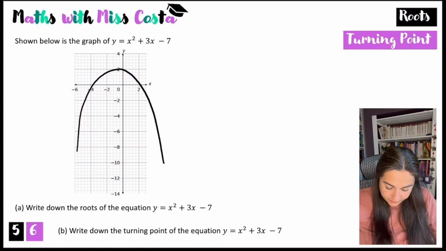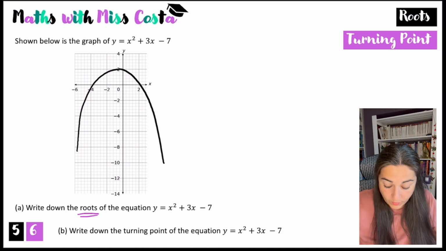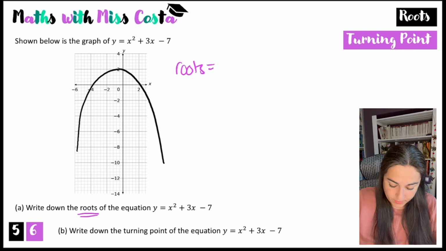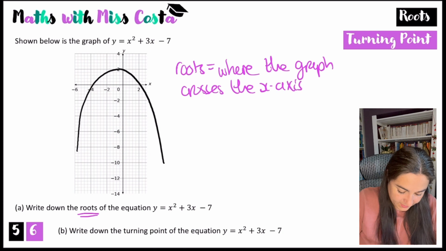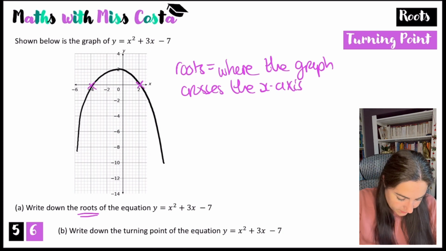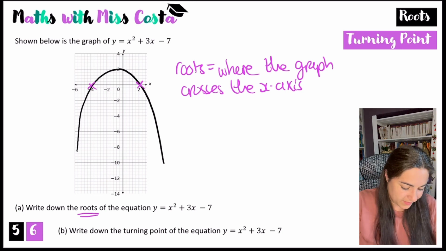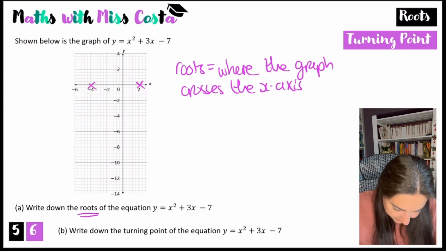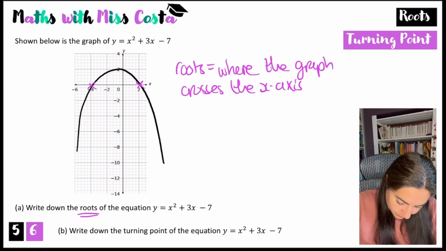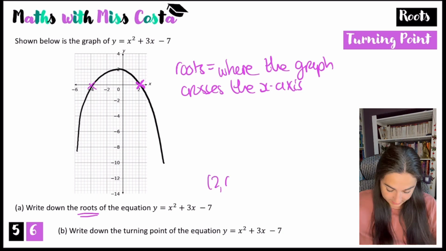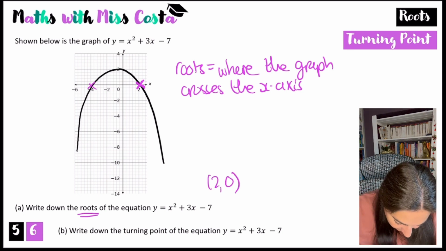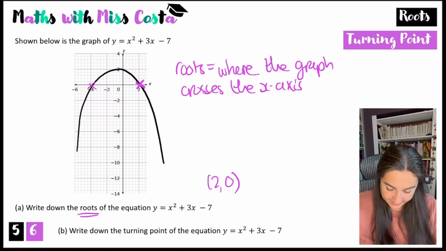So roots are literally where the graph crosses the x-axis. So in this case, all you have to do is find the coordinates of where the graph crosses the x-axis. So let's plot that out actually. So I'd say, and this is just a really rough one, that coordinate over here, let's say would be 2, 0. So you write the full coordinate to find the root. And then that one, let's just say it's -4, 0.